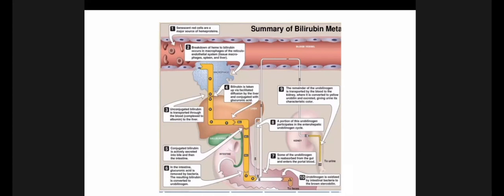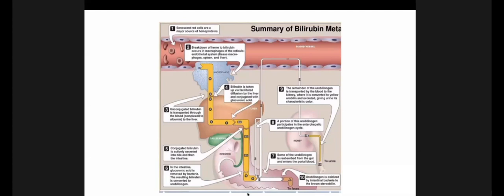unconjugated bilirubin, right? Now this bilirubin, which comes to your liver, is then taken up by the liver, and in the liver it is conjugated with glucuronic acid and converted into a soluble form, right? Usually this conjugated bilirubin is secreted into the biliary system, right, in the bile, and then through the biliary duct system it gets into the intestines. So it's a conjugated bilirubin that gets into the intestines.